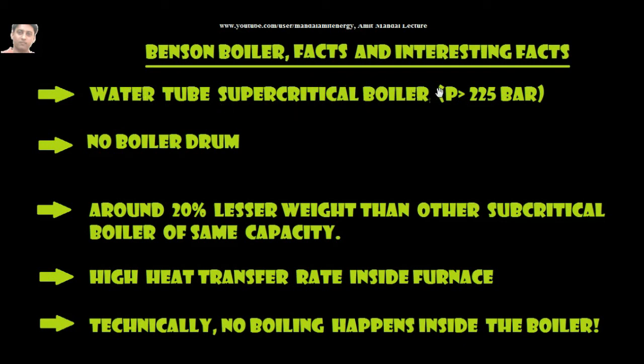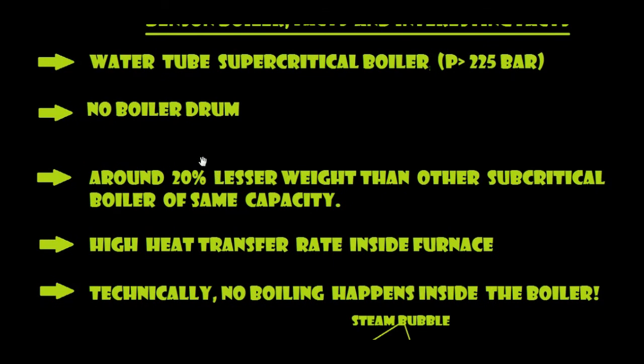It means that the pressure of steam developed is greater than 225 bar, because 225 bar is the critical pressure of water. Another thing with the Benson boiler is that there is no boiler drum, unlike a subcritical boiler. In a subcritical boiler there is a boiler drum, which is a big shell type, massive component. There is no boiler drum in the Benson boiler. This is the reason there is around 20% less weight compared to a same capacity subcritical boiler.